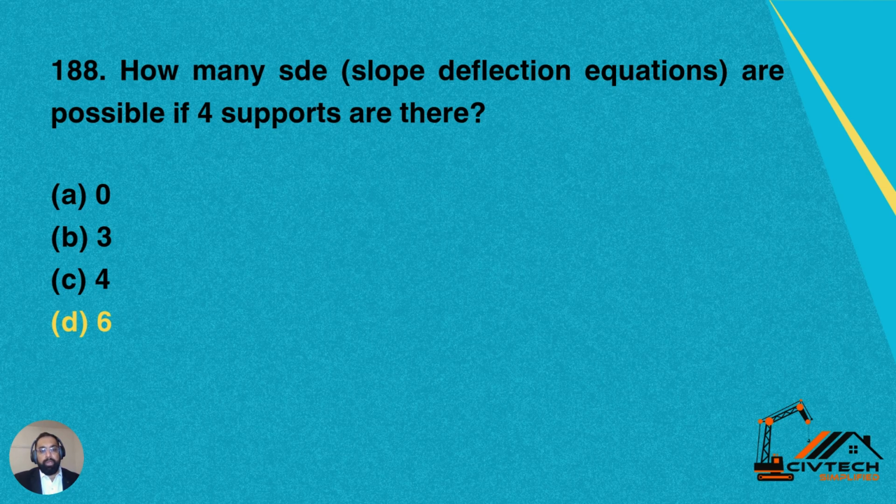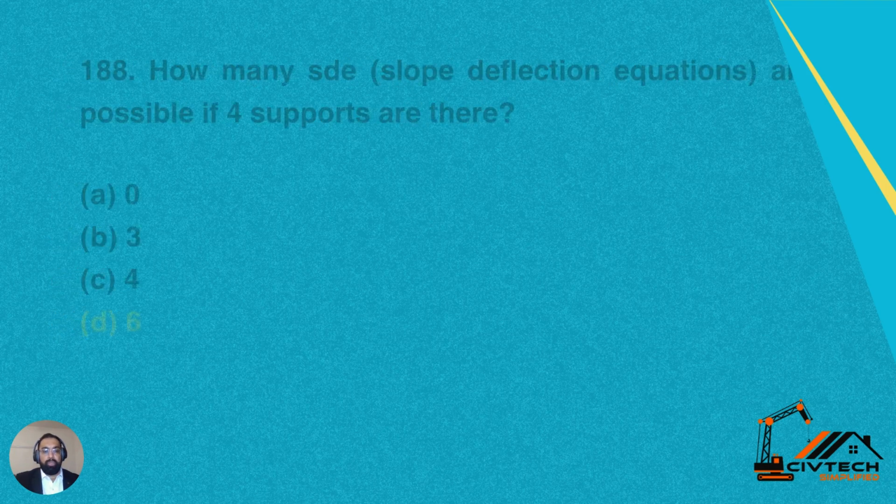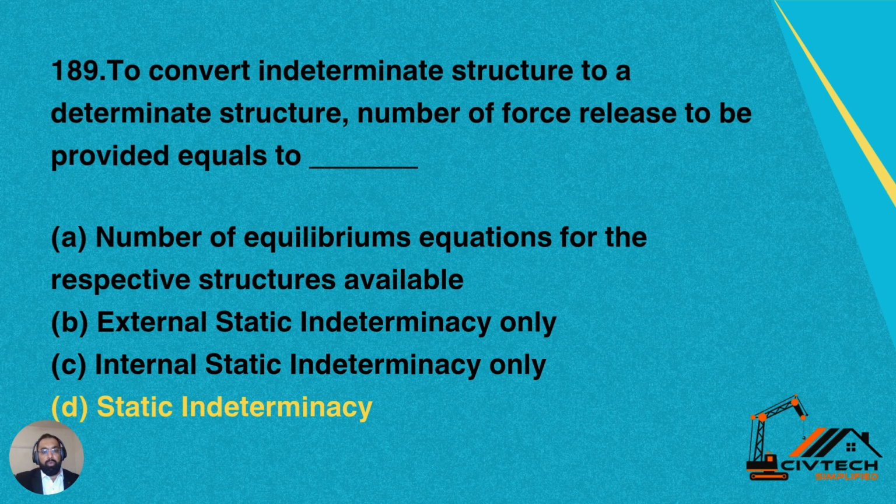188. How many slope deflection equations are possible if 4 supports are there? Option A is 0, option B is 3, option C is 4, option D is 6. So yes, D is the correct option for this question, 6. 6 slope deflection equations are possible in case of 4 supports.